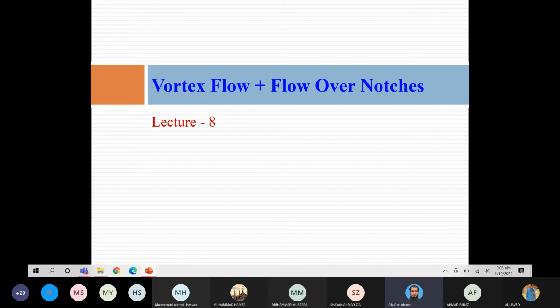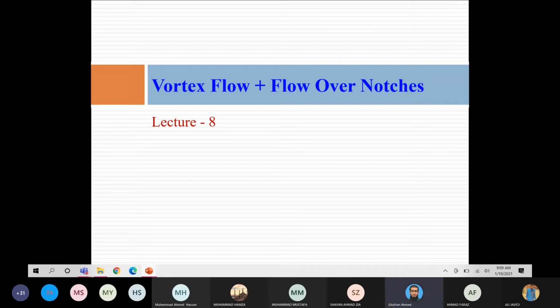So the first part of this lecture is related to the vortex flow, for which we will study only its introduction. So we will not go into details like numericals, etc. But we will focus on flow over notches. Okay, so one by one I would explain what these two terminologies are, vortex and notches.